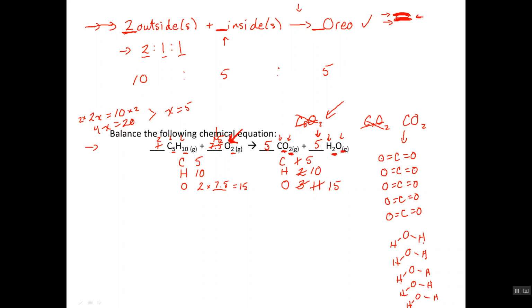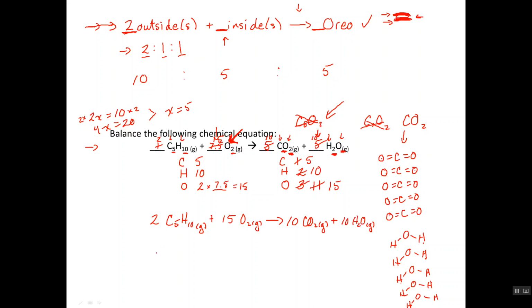Do the same thing on the right-hand side. 5 times 2 is 10. 5 times 2 is 10. So the overall balanced equation should be 2 of the C5H10s plus 15 of the O2s should make 10 of the CO2s and 10 of the H2Os.